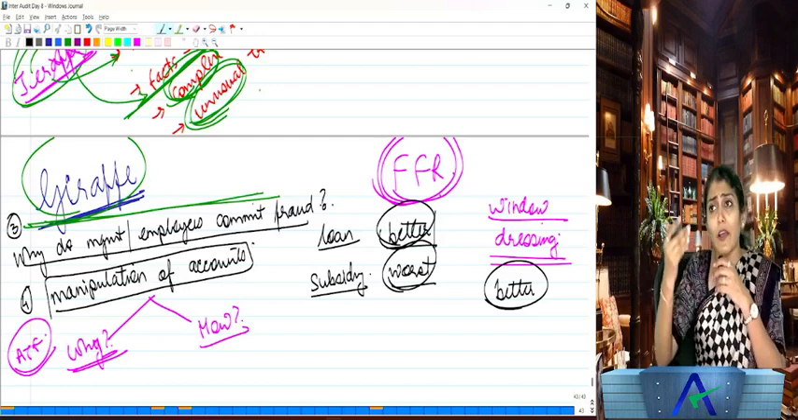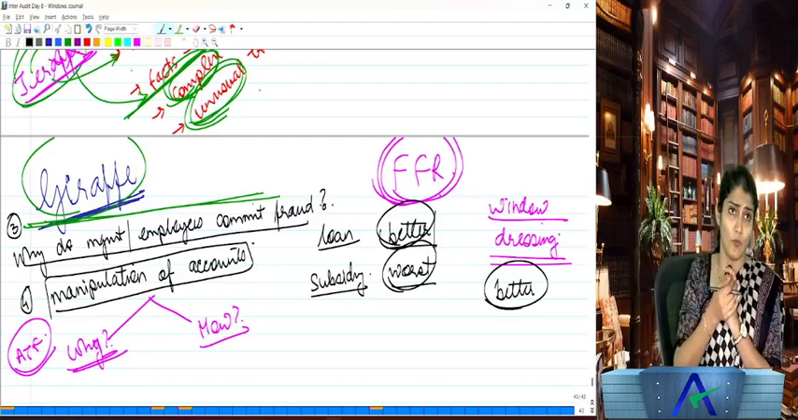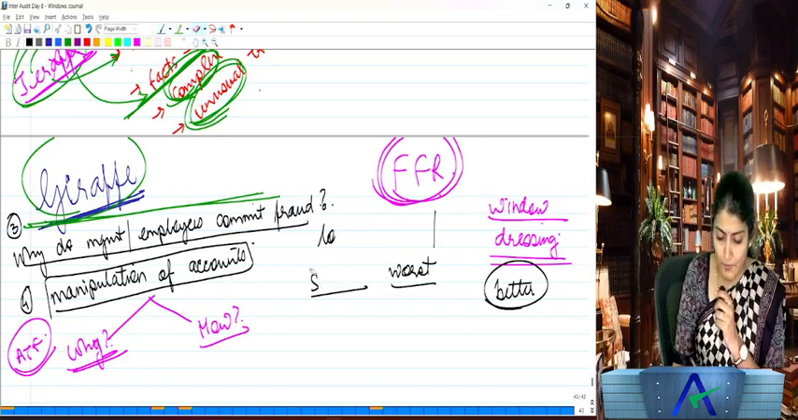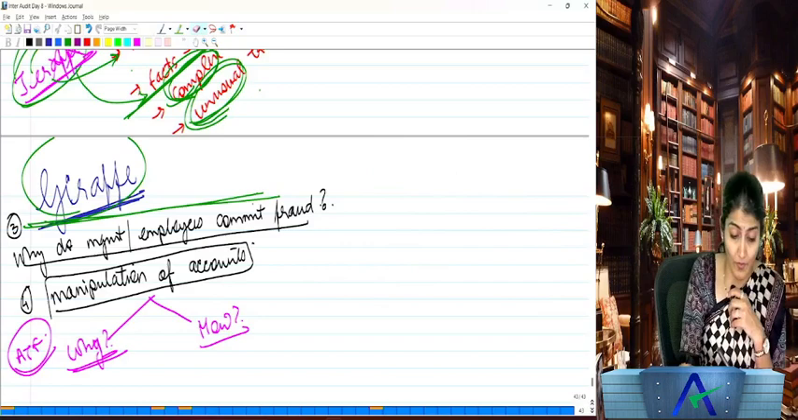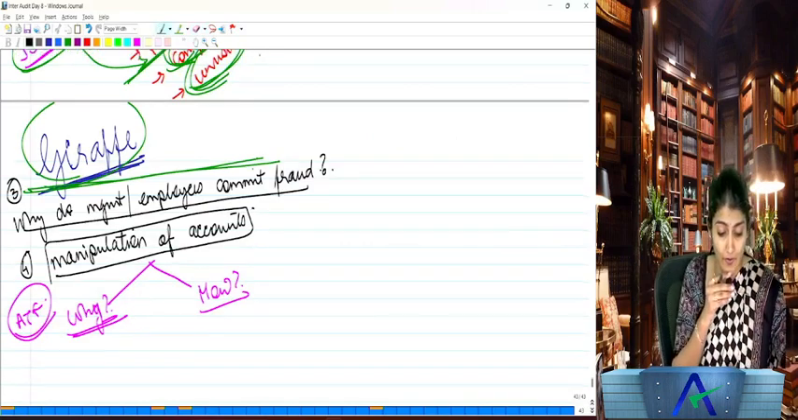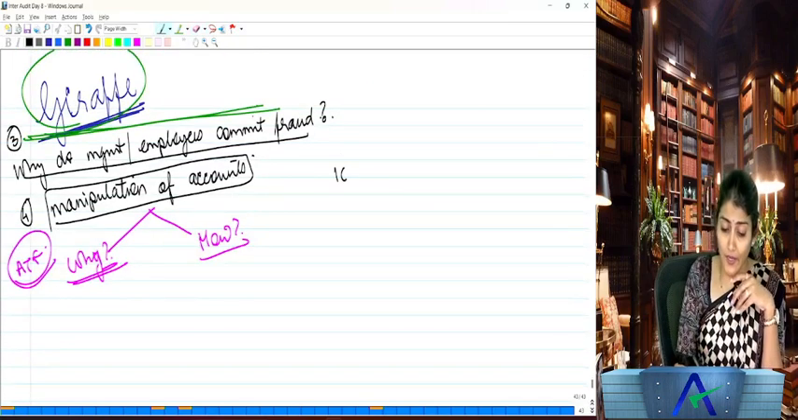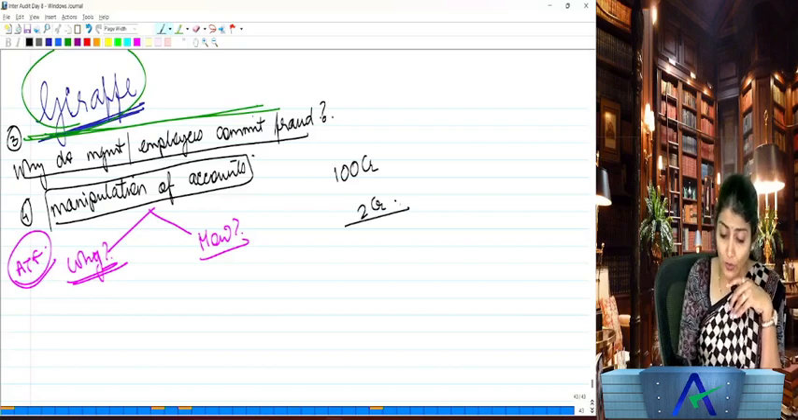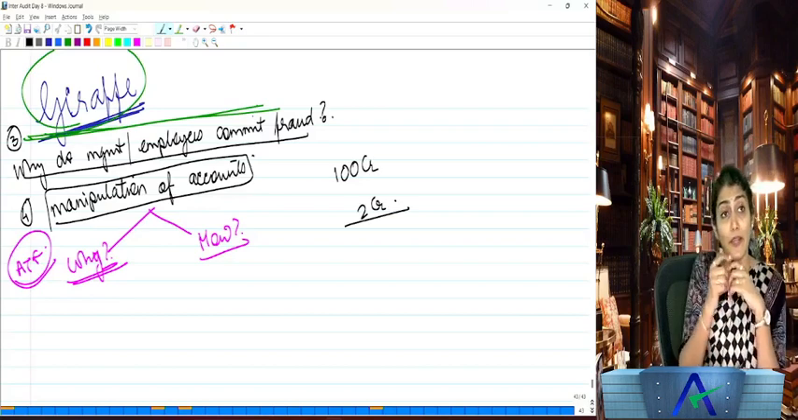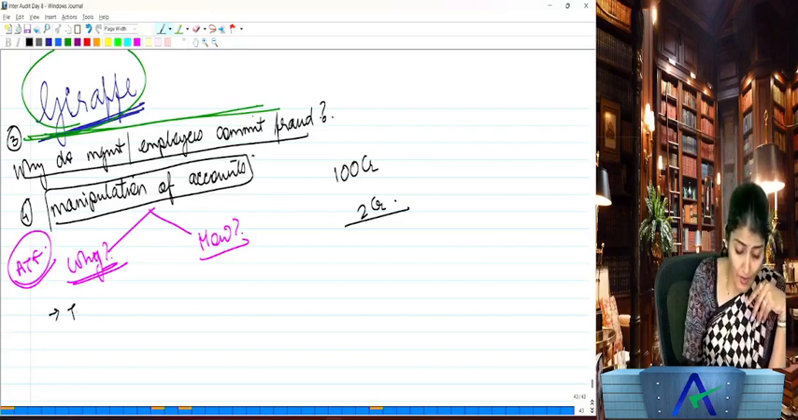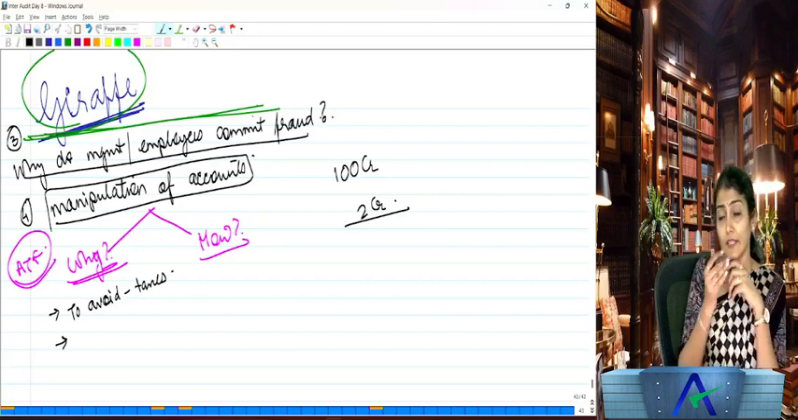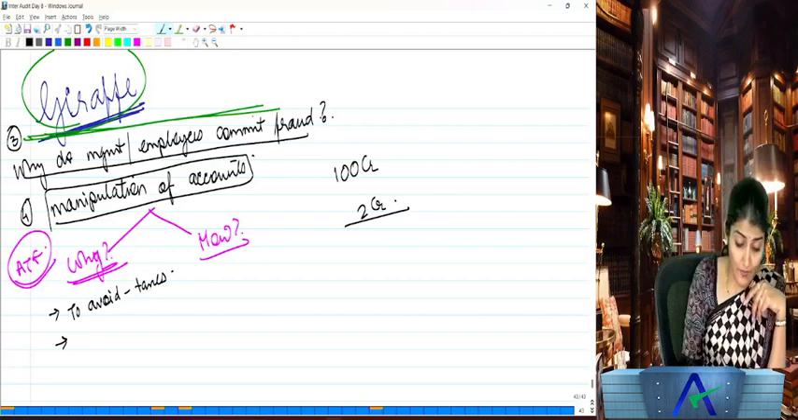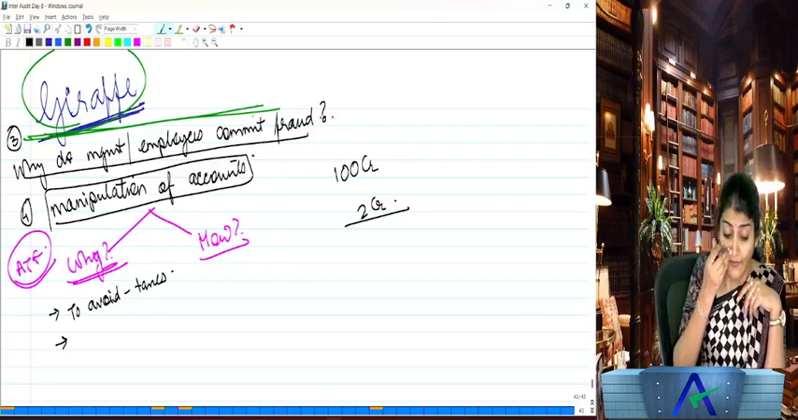Okay, why would a company manipulate its accounts? Yes, why would a company manipulate the accounts? One, right, the actual profits of the company are 100 crore. They are showing only 2 crore. Why are they manipulating the accounts? One, to avoid the incidence of the taxes. Then, right, in order to, yes, what does it say? To get the subsidy, okay. Then what does it say?